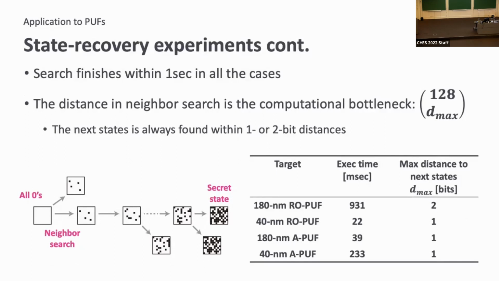In our experiment, the next states were always found within 1 or 2-bit distances. The measurement is dense enough, and that's why the search finished so quickly.